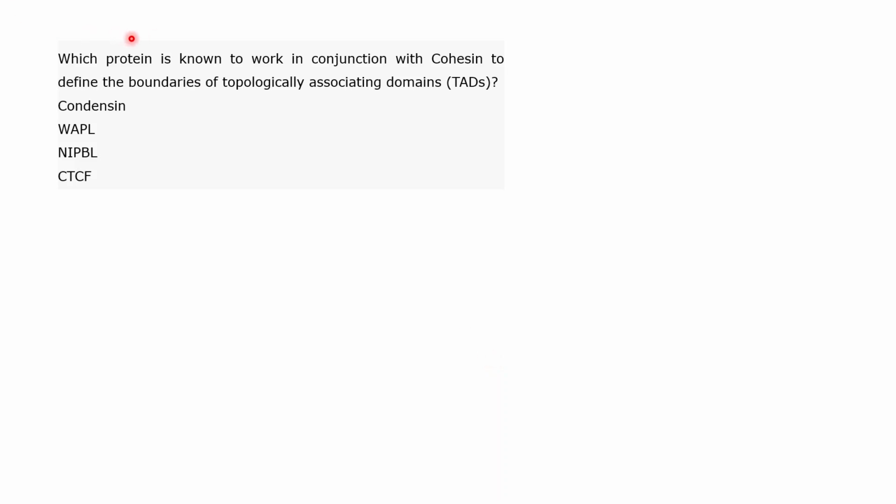Which protein is known to work in conjugation with cohesin to define the boundary of topologically associated domain, or TAD? Condensin, WAPL, NIPBL or CTCF? Which might be the answer?